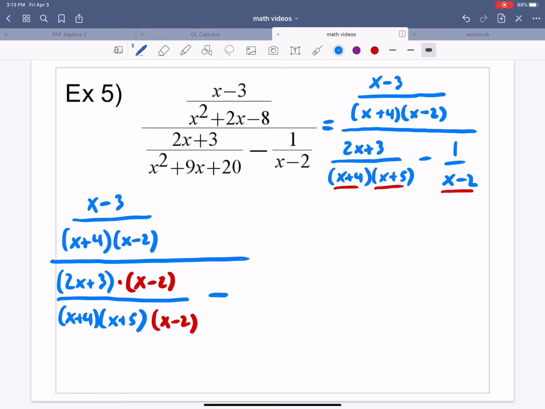Minus, now the second fraction, 1 over x minus 2, is missing two things. It's missing the x plus 4 and the x plus 5. So we're going to take 1 and multiply it by x plus 4 times x plus 5 on both the top and the bottom, again, on the top and the bottom. Okay? So here we go.